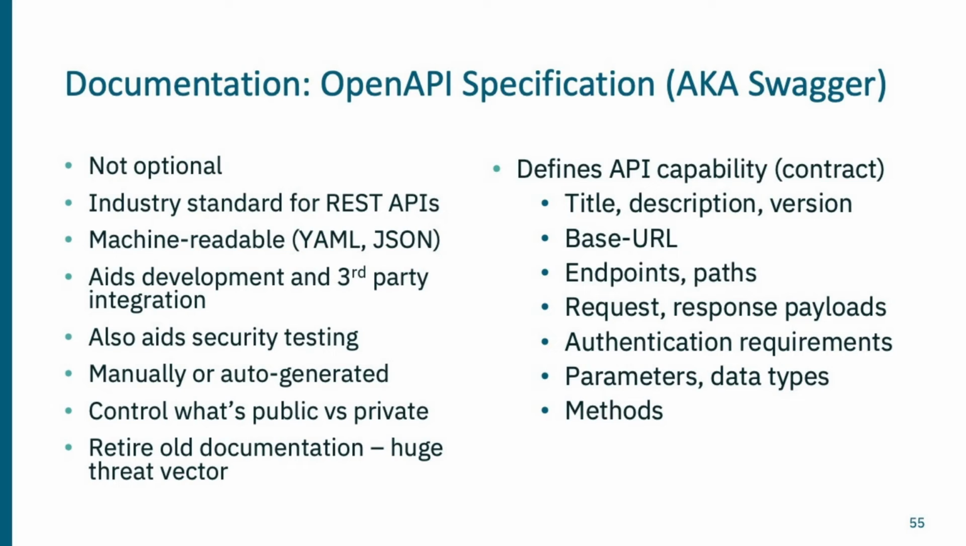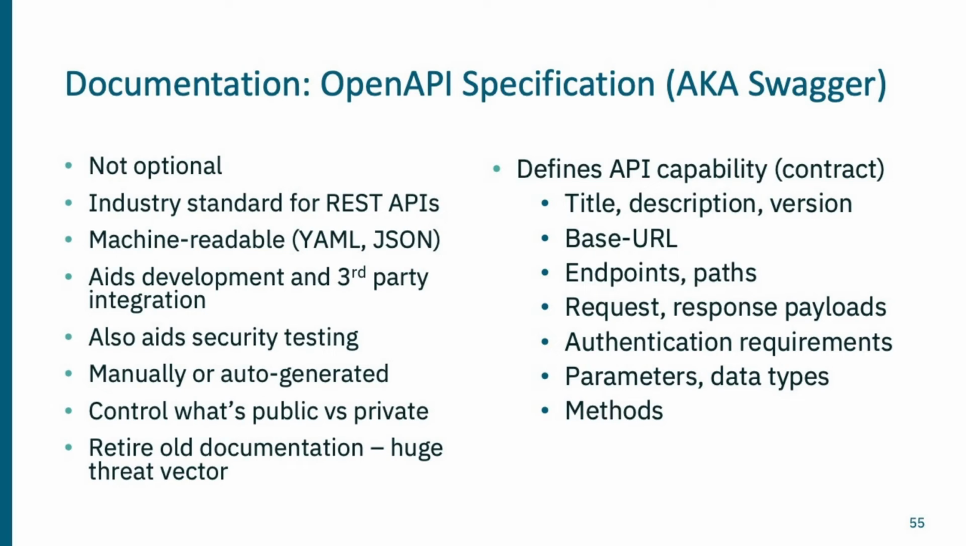The OpenAPI Specification, known as OAS, formerly known as Swagger, or if you've ever heard of a Swagger file, this is really the industry standard for documenting REST APIs. It's machine-readable content, typically YAML or JSON. It doesn't only help integration and use of your APIs, but it also aids in security, right? Testing can be built around your API documentation, and even runtime monitoring can be aided through this type of documentation.